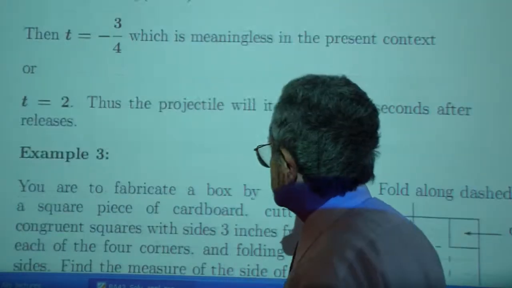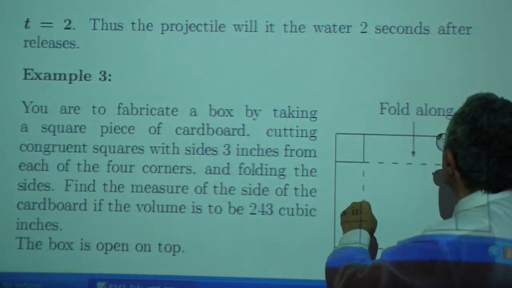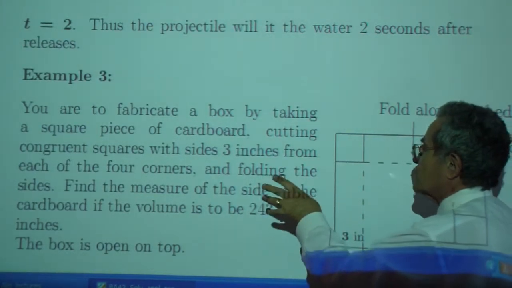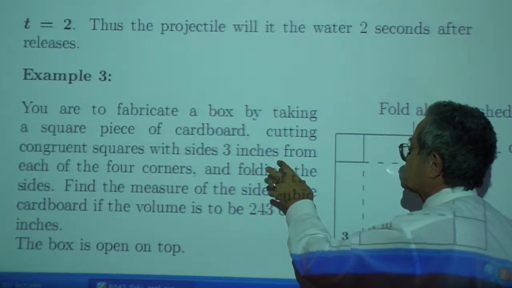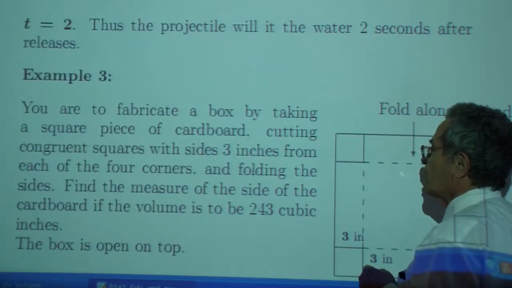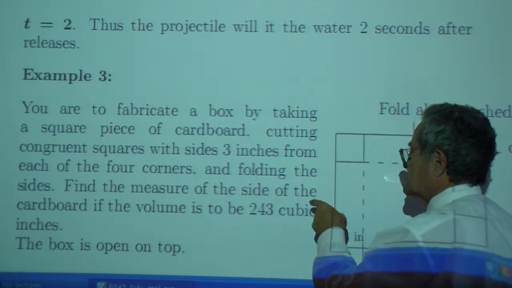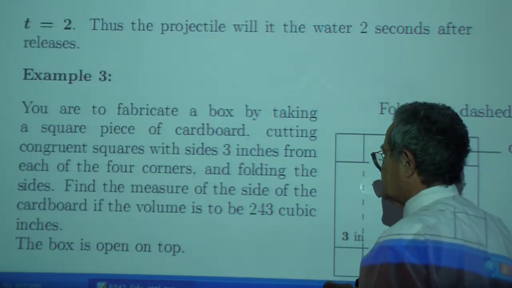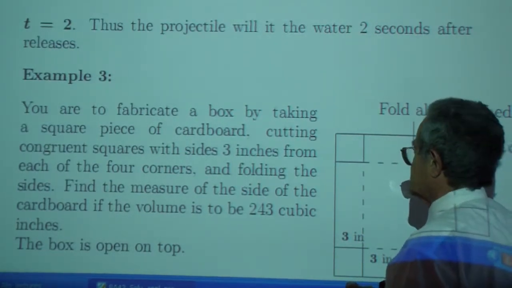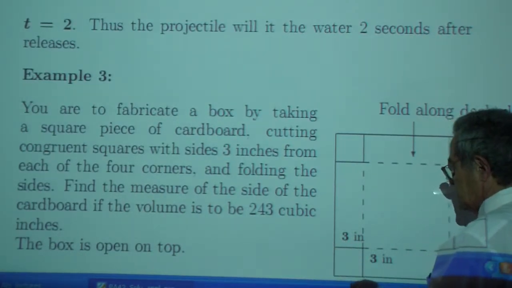Example 3. You are to fabricate a box by taking a square piece of cardboard, cutting congruent squares with sides 3 inches from each of the 4 corners and folding the sides. Find the measure of the side of the cardboard if the volume is to be 243 cubic inches. So the 3 inches is the square, 3 inches by 3 inches, that is to be cut out.